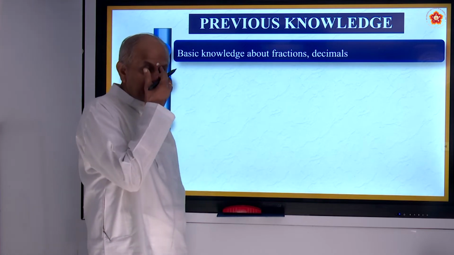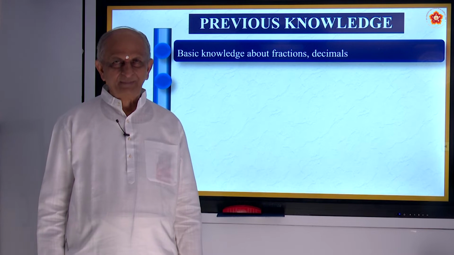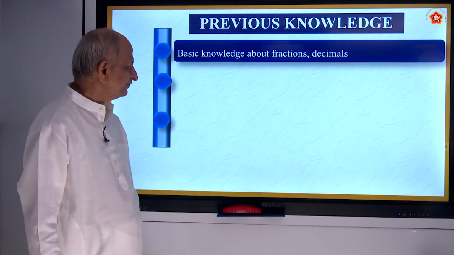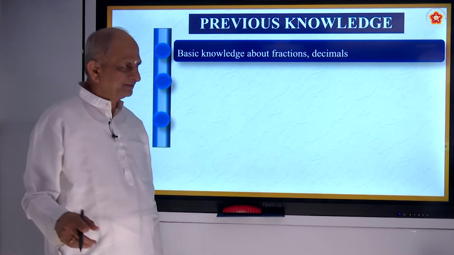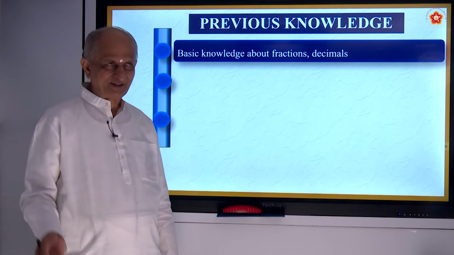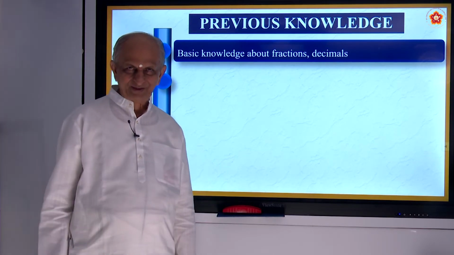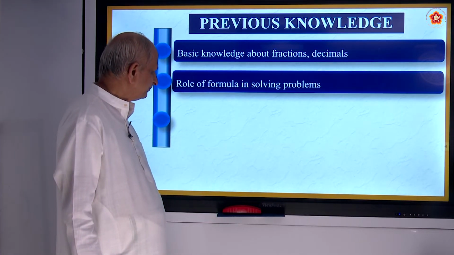Decimals also is a part of the whole in terms of decimal points. When you say 0.5, it is half, correct? And addition of the decimals, subtraction, multiplication, division. Fractions also addition, subtraction, multiplication, division. You studied, right? So, some basic knowledge is needed.